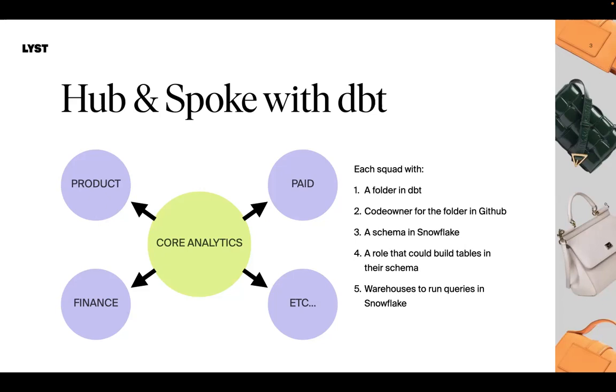And then finally, we have squad-specific warehouses, which are basically what you use to run queries in Snowflake. They exist for all of the squad roles to use so that we can monitor cost as well. Essentially, a hub and spoke model was implemented to mirror what we have in the company. So we have core dbt models and a core schema in Snowflake, and analytics are the only people that can run those and merge PRs. And then teams have ownership of their own transformation logic.